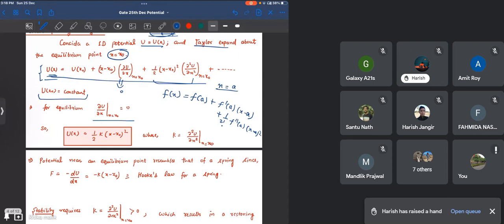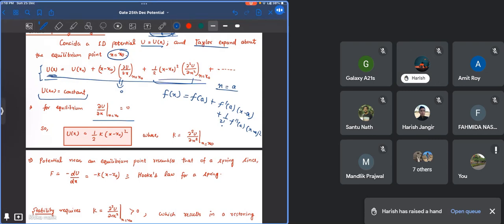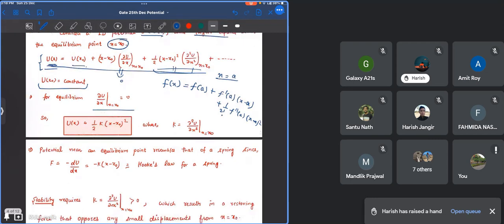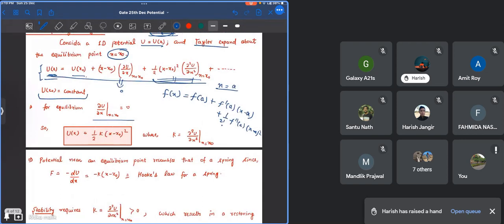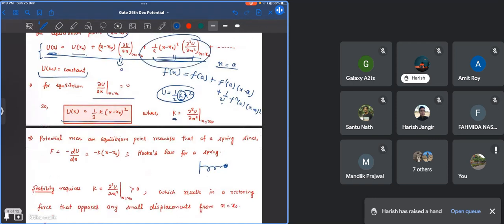So if you write your potential energy as a function, then these are two terms, and this is the third term. Now if you look at your third term, it is very similar to the spring potential we have discussed right now. In case of a spring, your potential energy is given by 1 by 2 kx square, with k as the spring constant. And in that case, your potential energy here is also represented like this, with k, the spring constant, given by del square u by del x square.